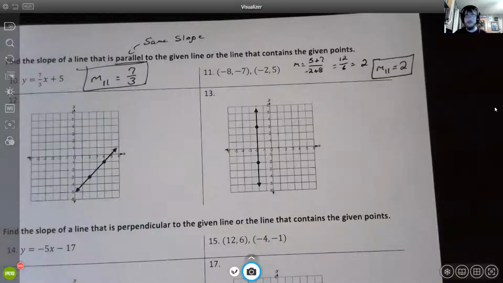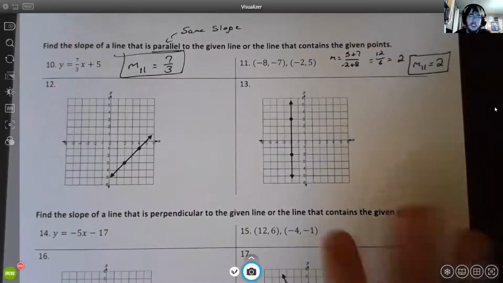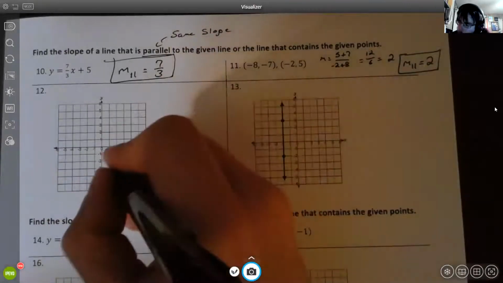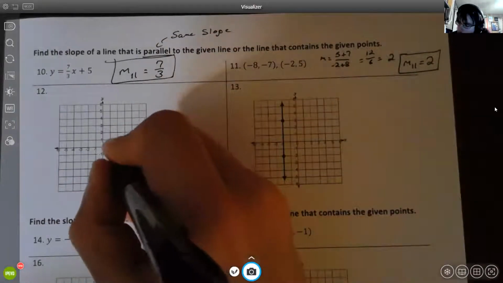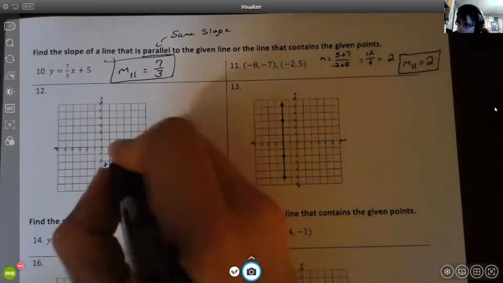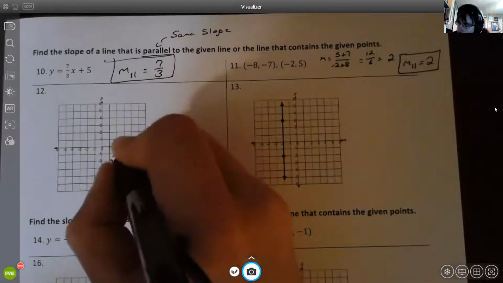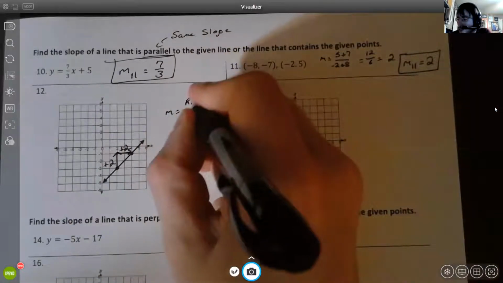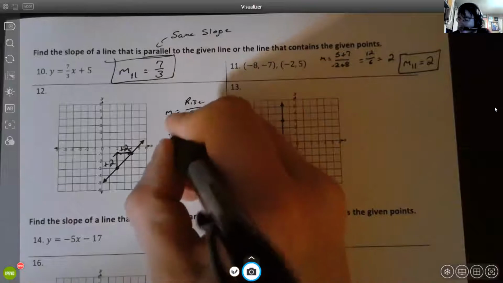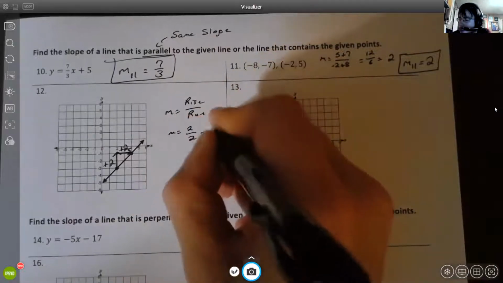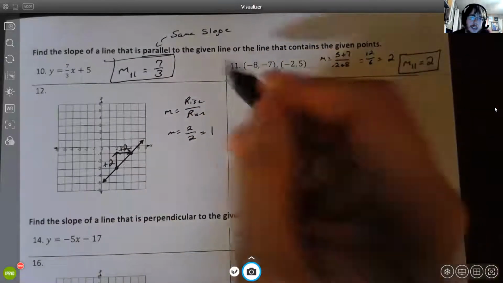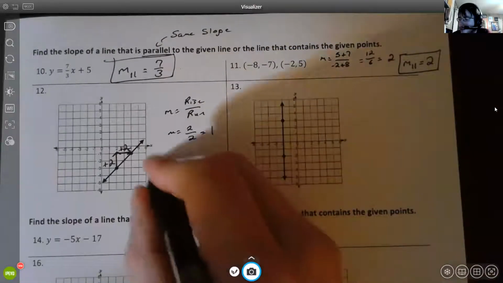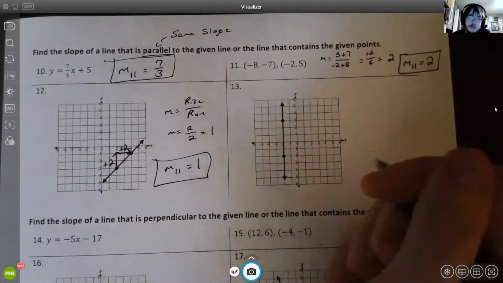Number 12 and 13, you're given a graph. So on number 12, you need to use rise over run, and you go up 2 for your rise, and to the right 2 for your run. So m equals rise over run. So m equals 2 over 2, which is equal to 1. And since this line has to be parallel, we know that our other slope for the parallel line must also equal 1.